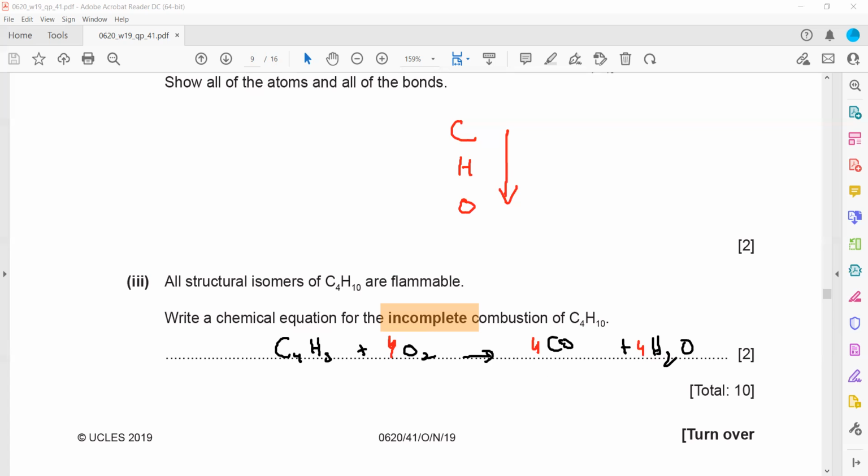But in the question, it is C4H10. Sorry, I took C4H8. I took butene, but it is butane. So the original molecule, I took C4H8, but it is C4H10.